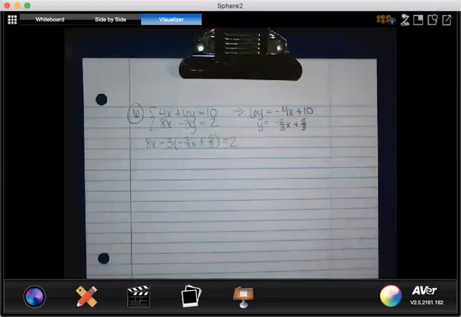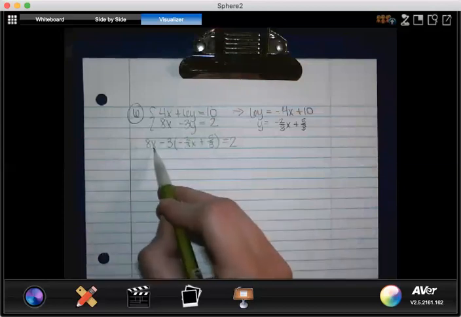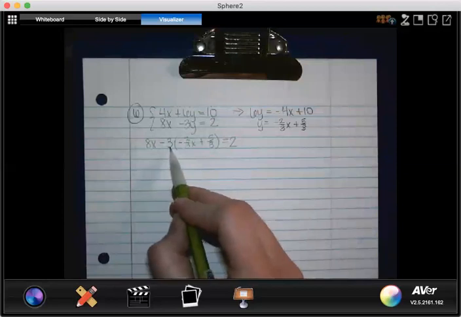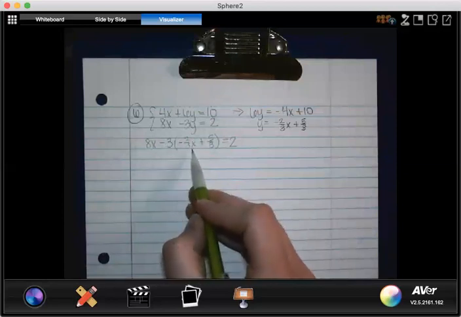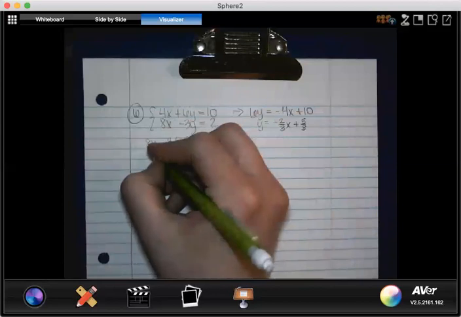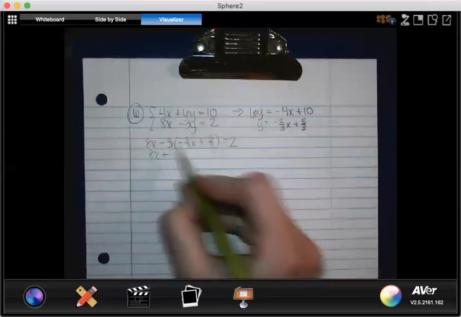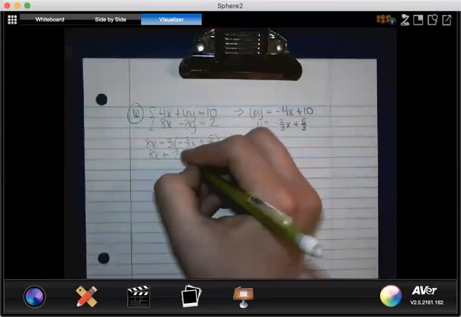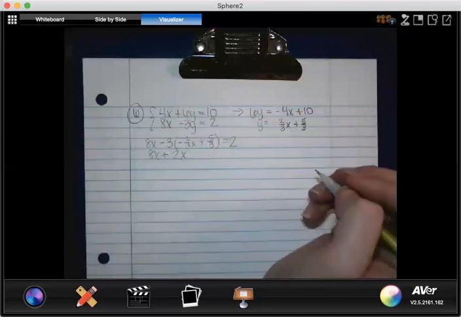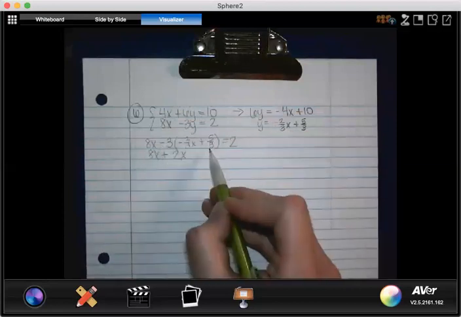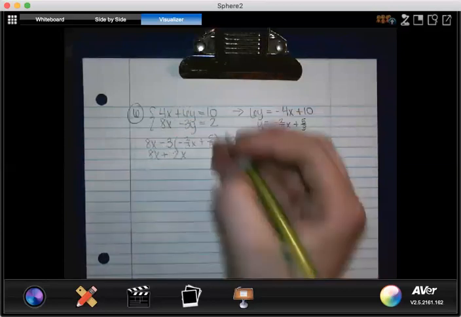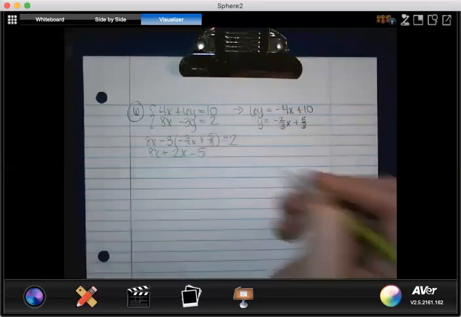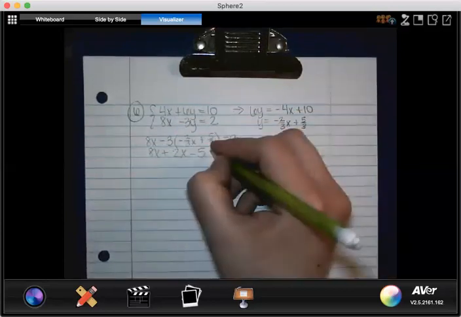And we're going to distribute. So 8x minus 3, negative 3 times negative 2/3. Negative times negative is a positive. The 3's are going to cancel, and we're going to end up with 2x. Okay, not too bad. Negative 3 times 5/3. Well, it's going to be negative 5. The 3's again cancel, and that will equal 2.